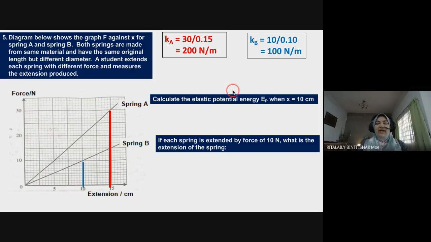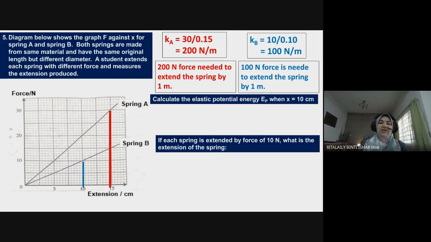Okay, so this is the definition of the spring constant. For spring A, 200 Newton force is needed to extend the spring by 1 meter, whereas for spring B, 100 Newton force is needed to extend the spring by 1 meter. Okay, so now look at the next question. Calculate the elastic potential energy when X is 10 cm.